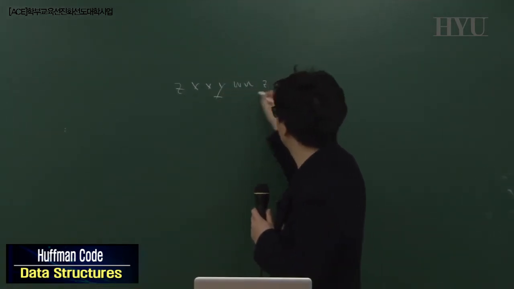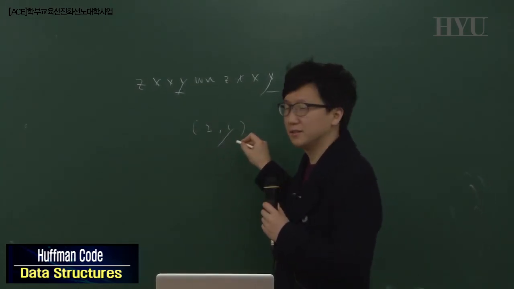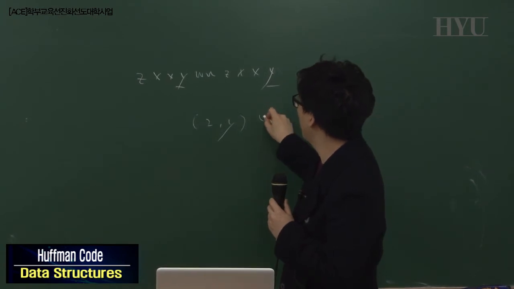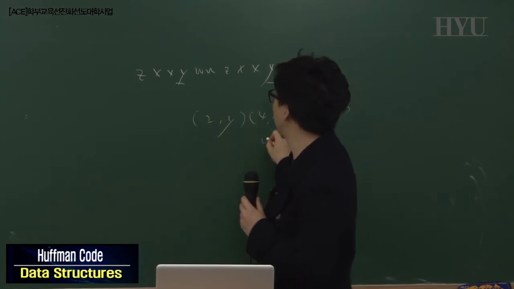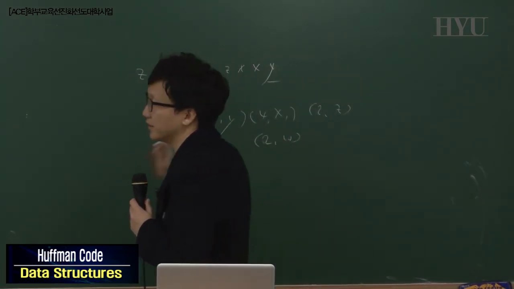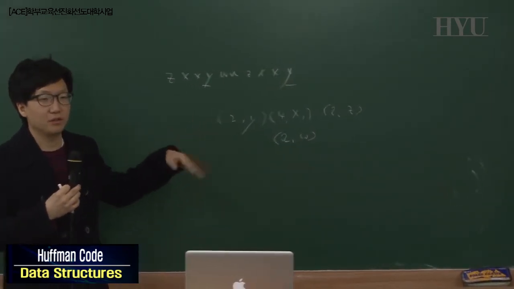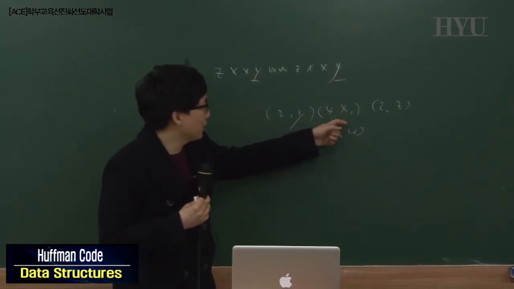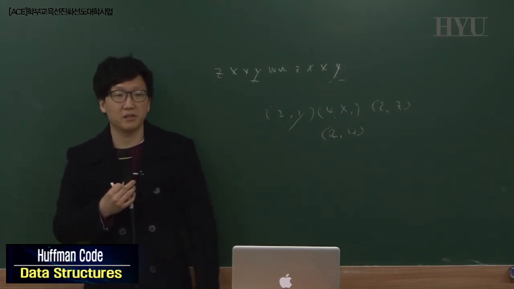Then I count how many times each appears. Something like this: 2 i, 4 x, 2 z, 2 w. We can use this information to describe it later. Same idea: I just counted how many times they appear in the string. This is the information that I want to send.